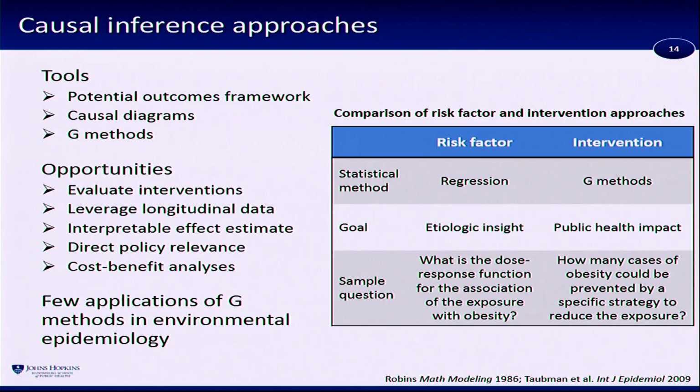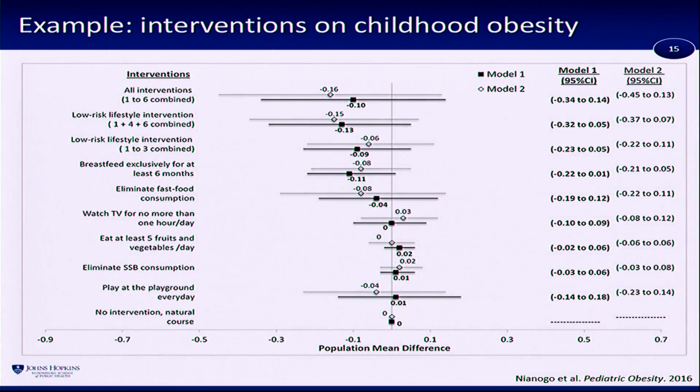So here, just a little contrast. We often use a regression model to get a beta coefficient that represents some dose response between an exposure and an outcome. In the intervention framework, we're thinking about the public health impact of an exposure or exposures, and we want to know something like how many cases of obesity we could avoid if we reduced exposure by doing this specific intervention that we estimate from the data.